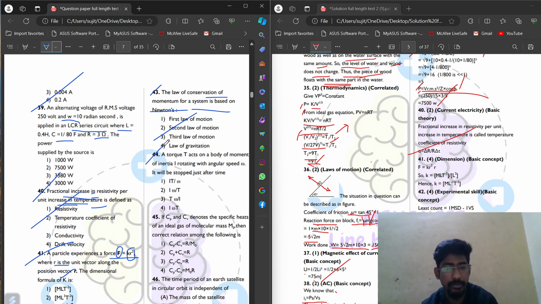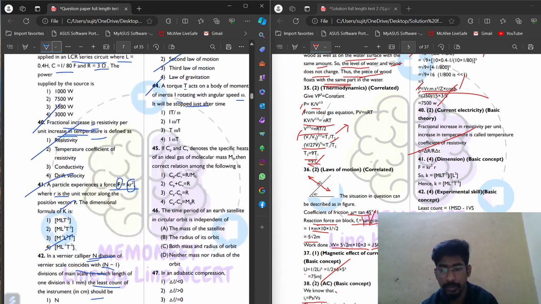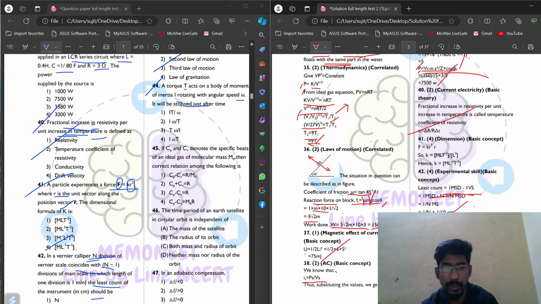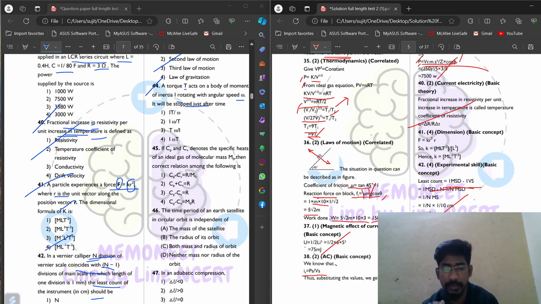Okay, question number 44, the torque, that is the force in rotation, whenever the object is revolving in a certain circular path, right? A torque tau acts on a body of moment of inertia I and angular speed omega. It will be stopped just after time t. That means the velocity omega will be 0. Okay, the formula of tau is equal to I into alpha. Let's remember it this way.